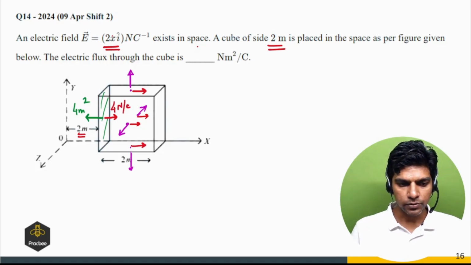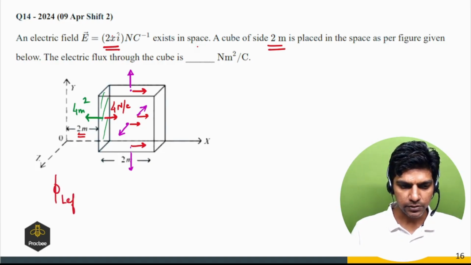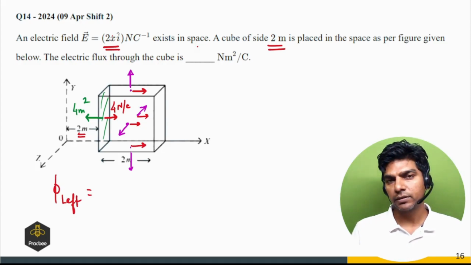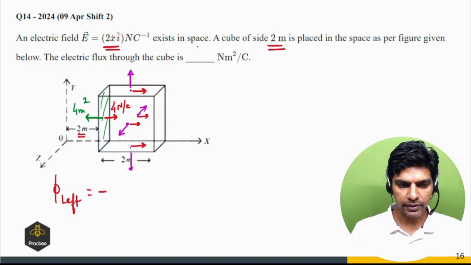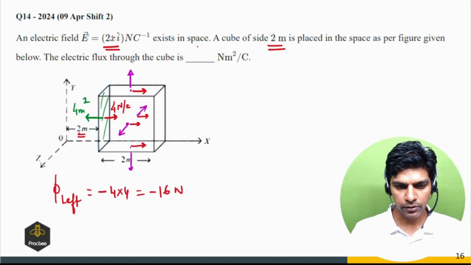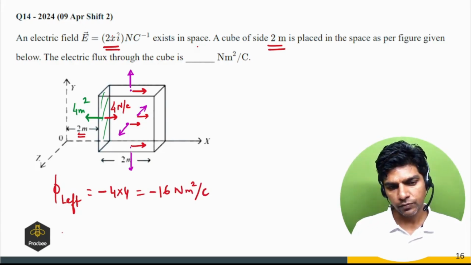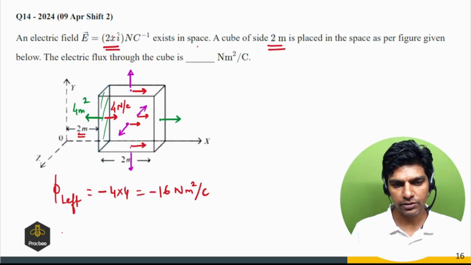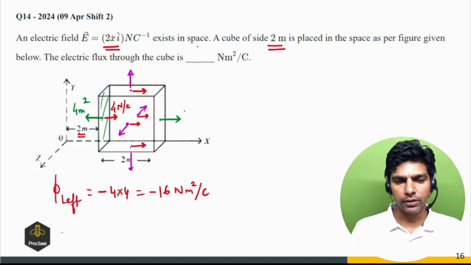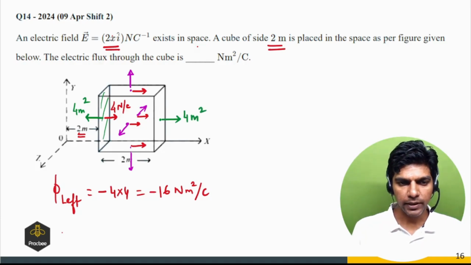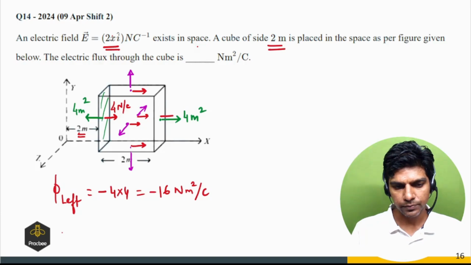So the flux linked with the left face will be, the angle between the area vector and the electric field is 180 degrees, so it will be negative of 4 times 4, that will be minus 16 Newton meter square per coulomb. Similarly, if we want to find the flux linked with the right face, the area vector will be in the outward normal direction, that will be in the positive x direction. This will be 4 square meter, and the electric field is also in the same direction.